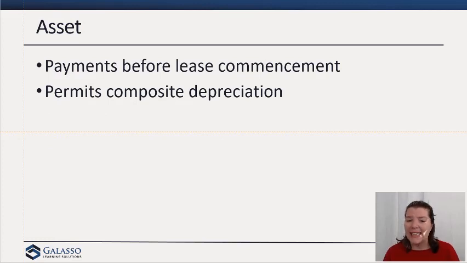In terms of the asset, they do talk about payments before lease commencement, and I thought that was a really interesting area. Basically, until your lease commences, they are prepayments, and then when your lease commences, you would actually reclass them into the asset, but you can't put them into an asset before you actually have the right to use. So going back to that same concept. And then there is a permission related to composite depreciation.